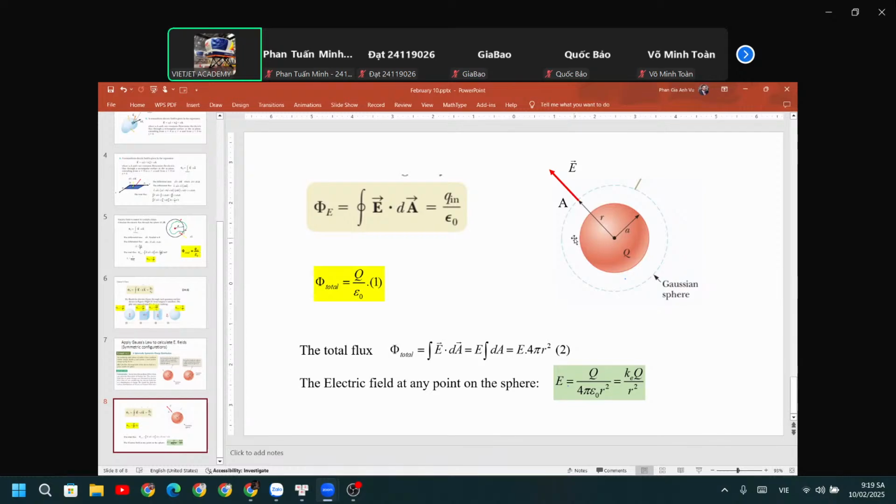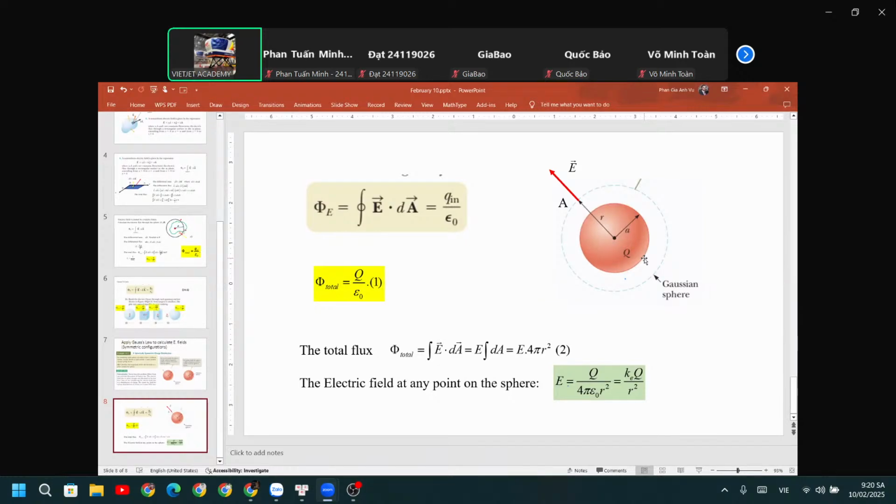And remember back to the problem you solved before. If the object is far away from the charge, you can assume that you have a single charged particle, right? So this is the case outside the sphere. Okay.